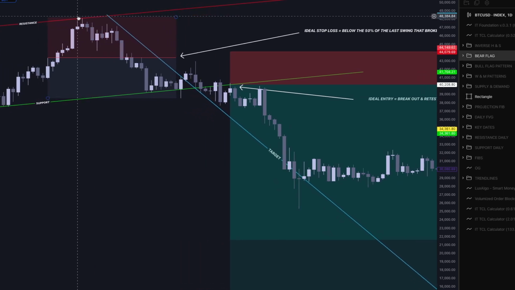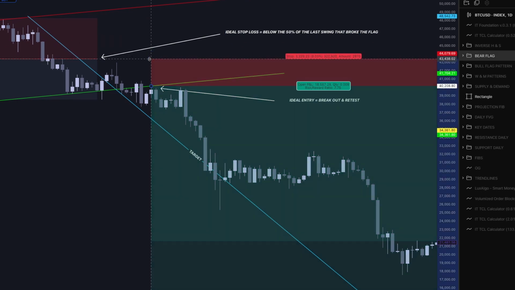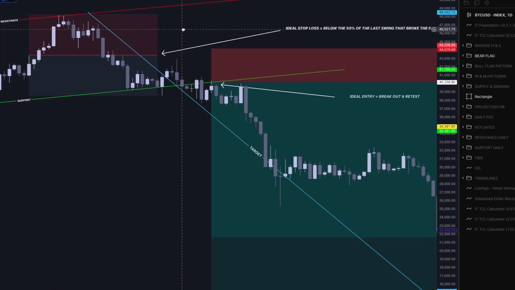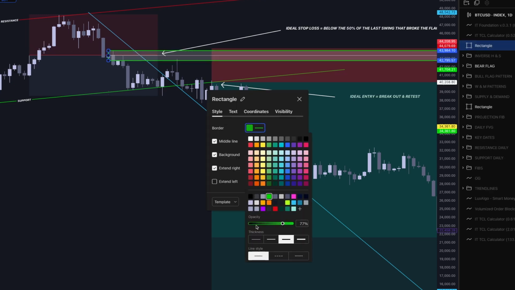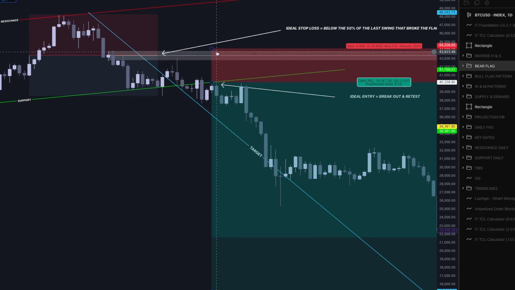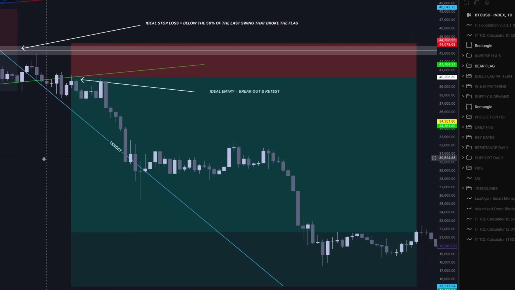What I've done here is taken the last swing high to the last swing low. The ideal stop loss is a bit above the 50%. So the 50% is here, and I'm going to go a little bit above. I'm also looking at this little supply area here. We've already gone through supply and demand, but with this little hesitation right here, I want to have my stop loss above that candle. So we put it there just to be safe.